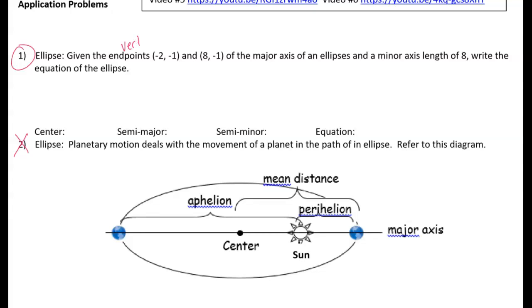I was about to spell that wrong. About to spell it wrong again. How do you spell vertices? No, I was right. Vertices.